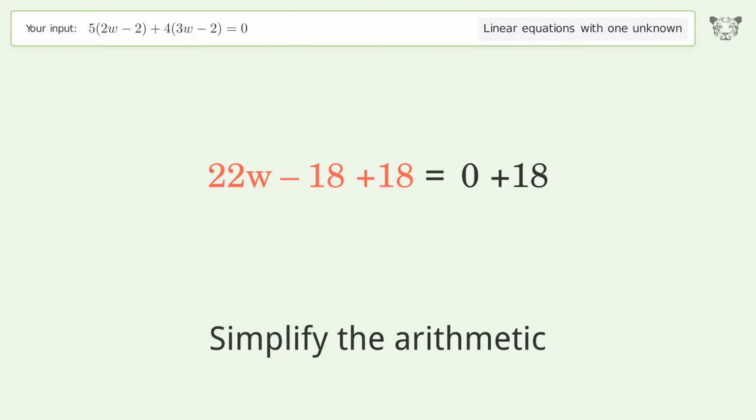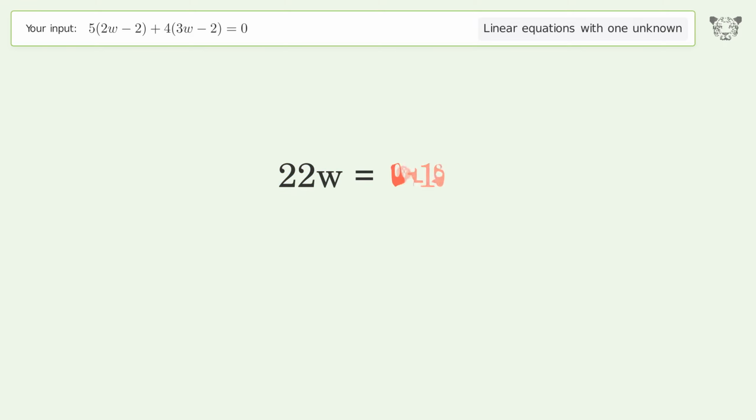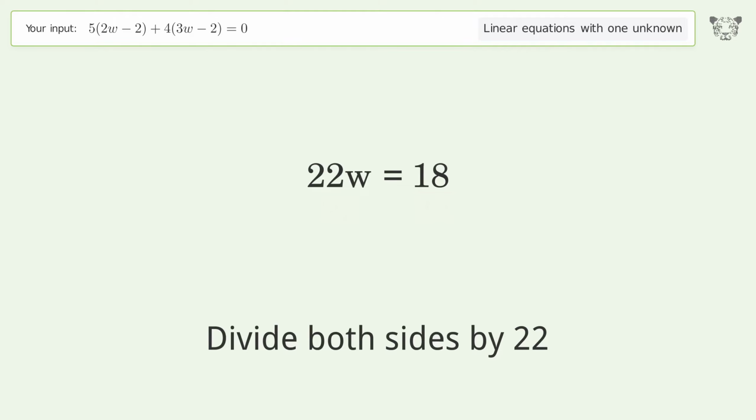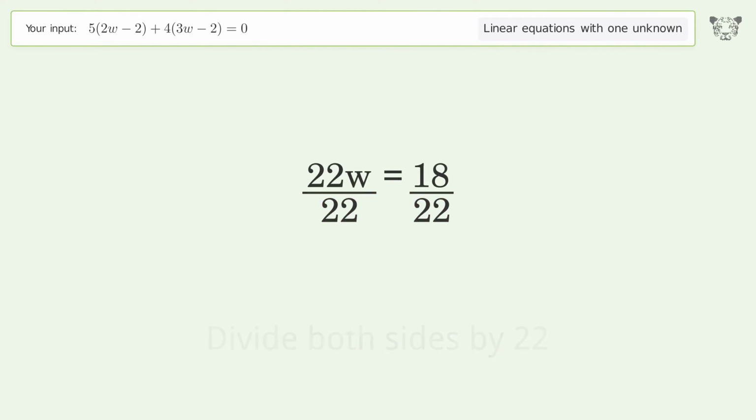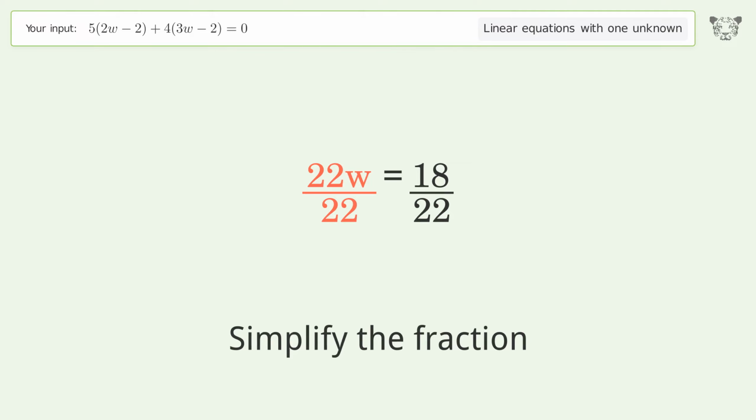Simplify the arithmetic. Isolate the w. Divide both sides by 22. Simplify the fraction.